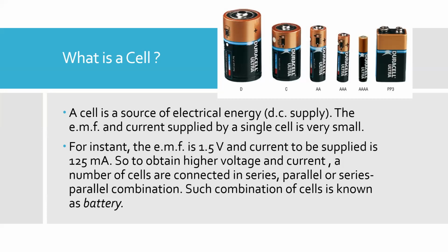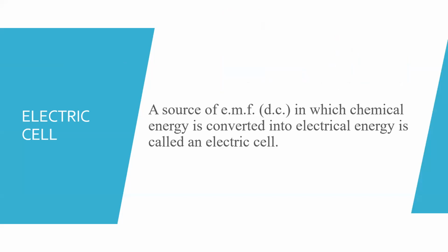Each cell is capable of producing a small amount of voltage and current, but a number of cells which are connected in series and parallel make a combination called a battery. There are different sizes of cells available in the market, and we have been using them for long in electronic appliances.